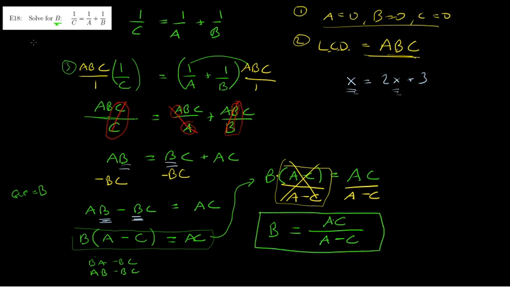We solve for b. b is essentially just a times c over a minus c. Okay. And we're done. Right? And in fact, you could try to check by plugging this back in, but that's more of a pain than is really necessary here. This should be the answer.